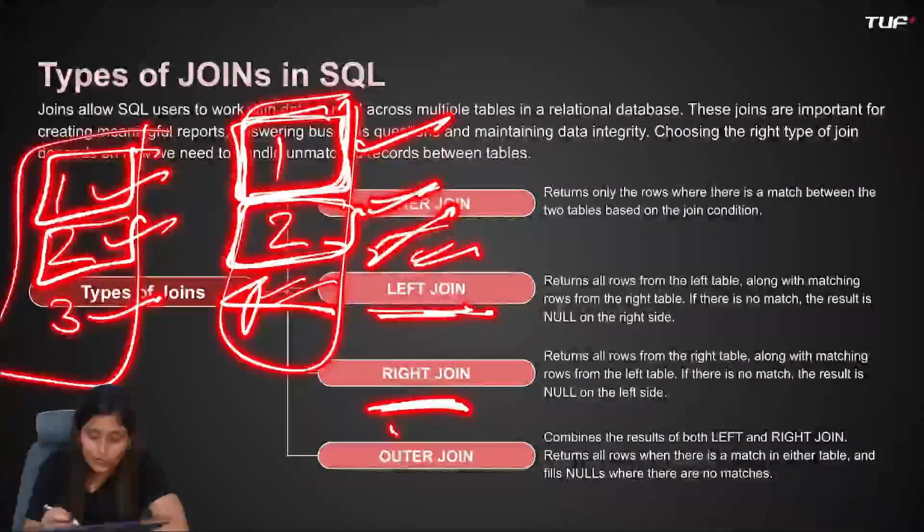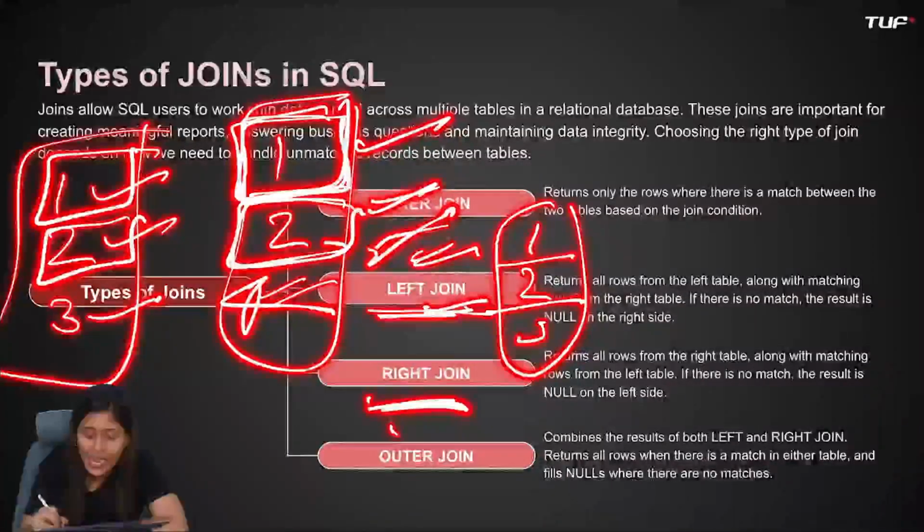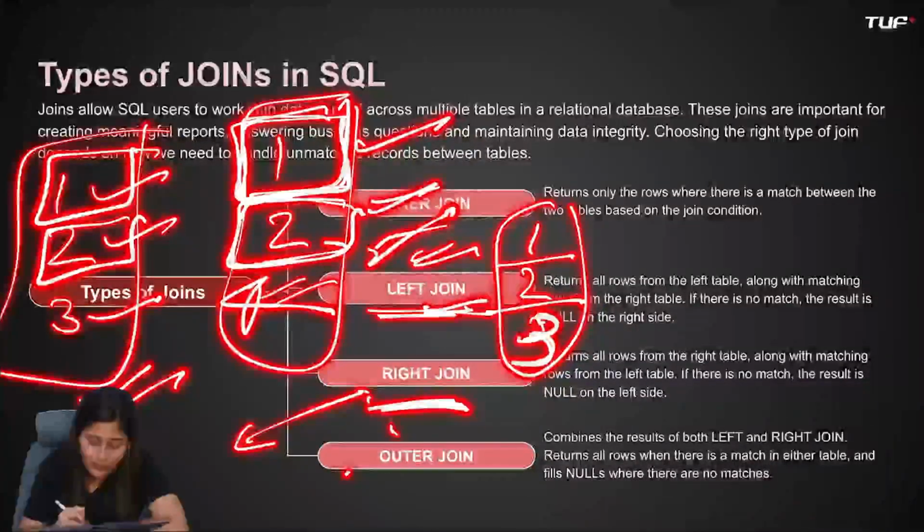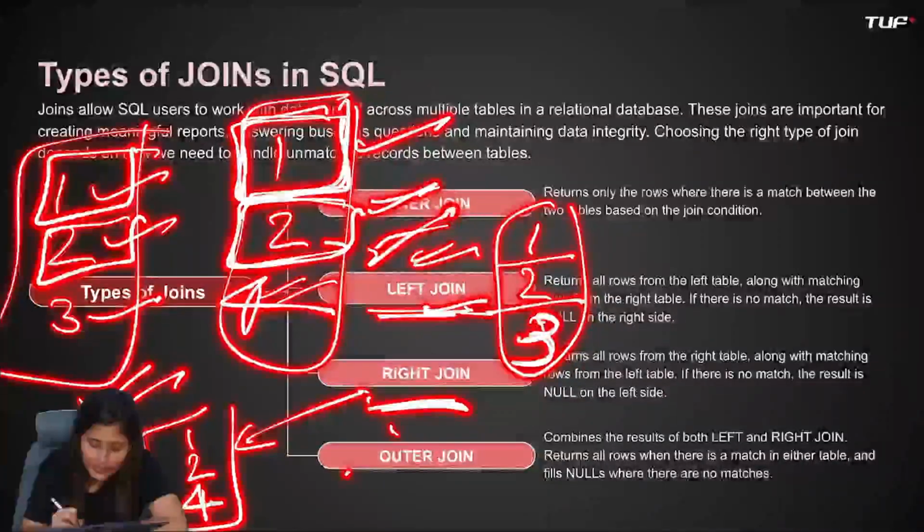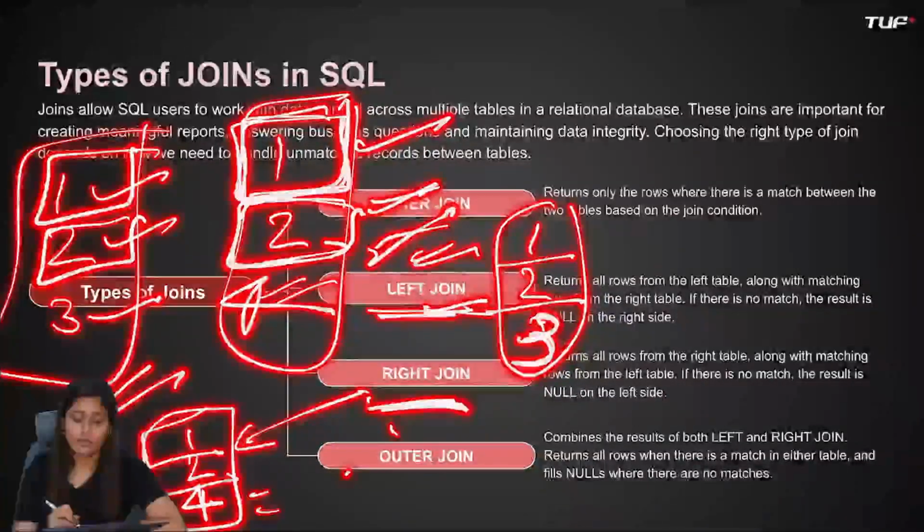So for left, 1, 2 and 3, because 1, 2 are already matching and 3 is present in the left table. For right, what will happen? 1, 2 matching and 4 because it is present in the right table. This is what it says.